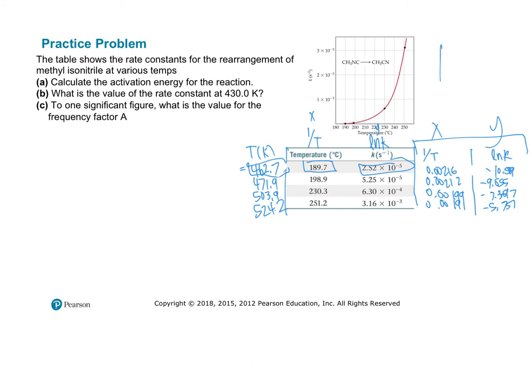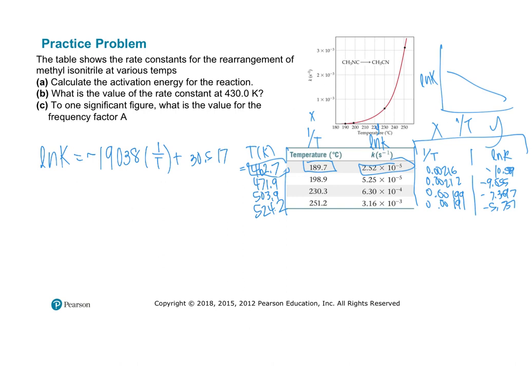So I get a graph that looks like this, with ln of k and 1 over temperature here. It looks like that, so a negative slope. I have my equation. So y, ln of k, equals my slope, which is negative 19.038, times x. Now my x is 1 over T. And then plus my intercept b, which is 30.517. So now what I can do is find my activation energy.